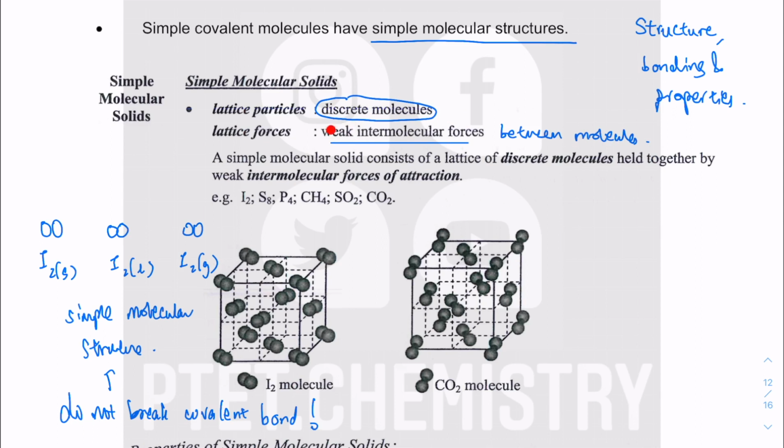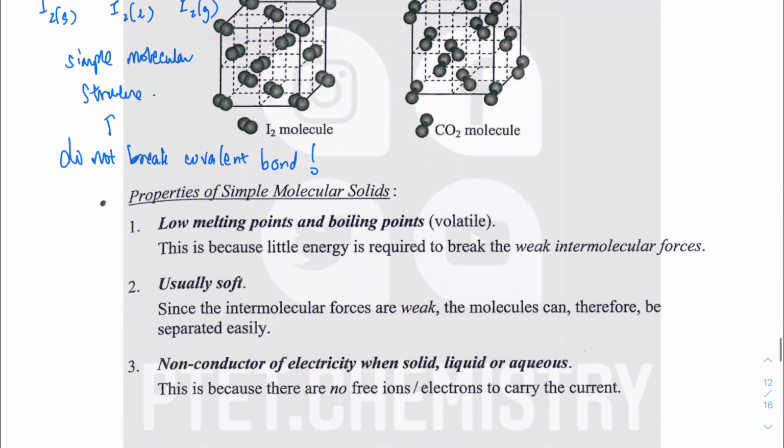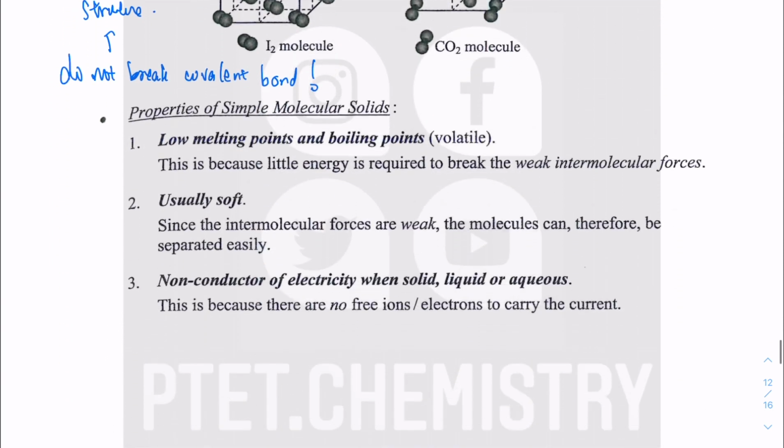And that is why, because you're just breaking the weak forces of attraction, or weak intermolecular forces, between the molecules, it has low melting and boiling point. So simple molecular structure, low melting and boiling point, because a small amount of energy is required to break the weak intermolecular forces between the molecules.